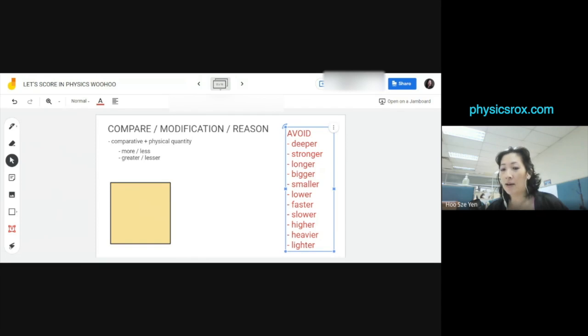All right. Just try to avoid this. Remember, stick to either more or less, or greater or lesser. More or less is not so correct, greater or lesser is better, but never mind. Greater speed, greater length. You must write the physical quantity.